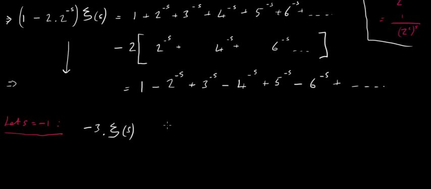What do I end up with on the right hand side then? Now remember, I'm letting s equal to minus 1. So I get 1 minus 2 to the power of minus minus 1, which is just 2, minus minus 1 here, that's plus 1, so I just end up with plus 3. Minus minus 1 here is just plus 1, so here I end up with minus 4, plus 5, minus 6, plus, and so on.